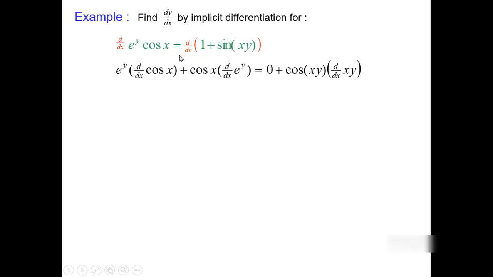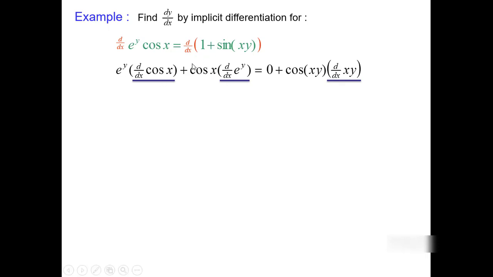So when we apply the product rule to the left, we get the first, e to the y, times the derivative of the second, d/dx of cosine x, plus cosine x times the derivative of the first, d/dx of e to the y. And now the derivative of 1 is 0, plus the derivative of sine of xy. Well, again, by the chain rule, we take the derivative of the outside function. The derivative of sine u is cosine u, keeping u intact, times the derivative of xy. So now we've got to realize that we've got three different derivatives that we now have to find.